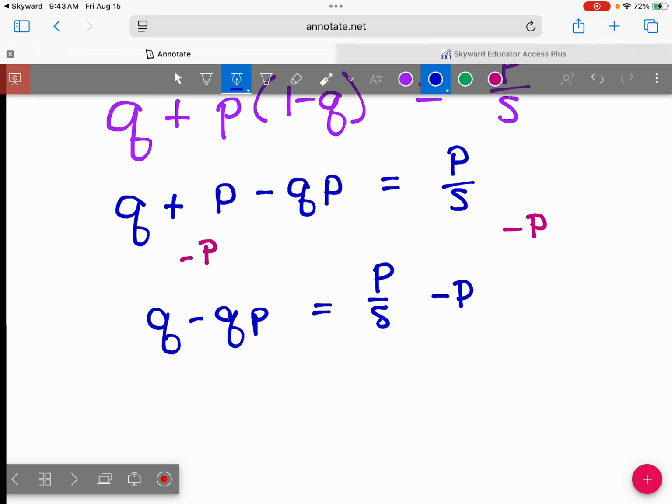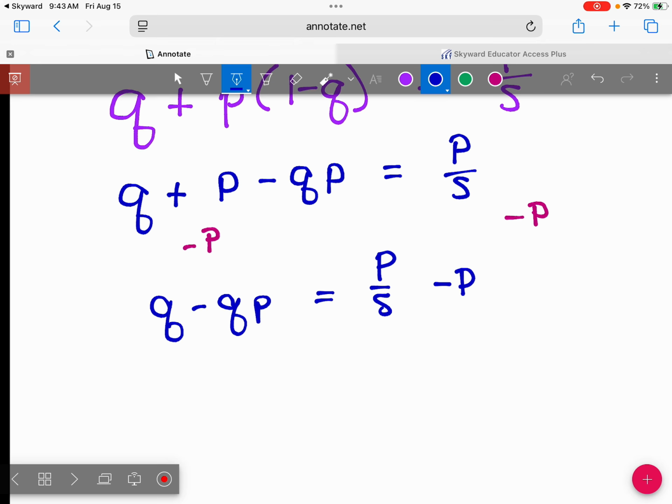Don't just cross out the p. You can think of it as 1/5 minus 1. Like, it's not the same thing as nothing over 5. How can I get a q by itself here? If I have q minus qp. Factor out a q. Divide out a q.